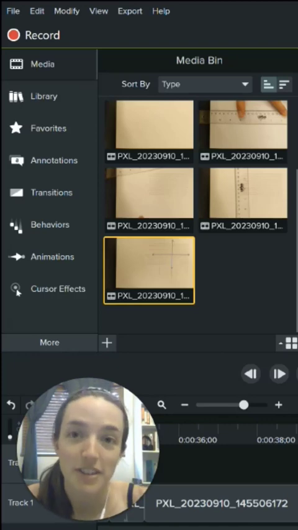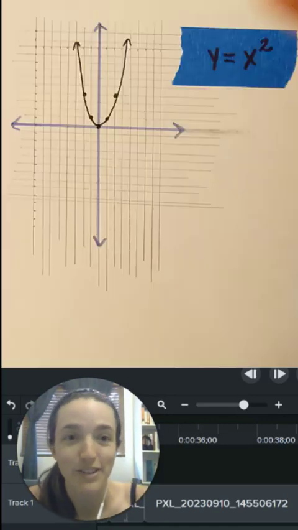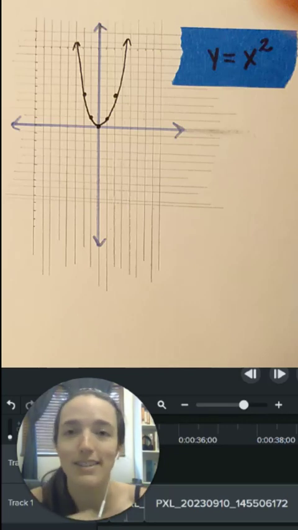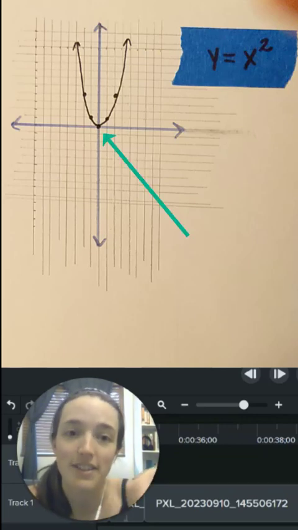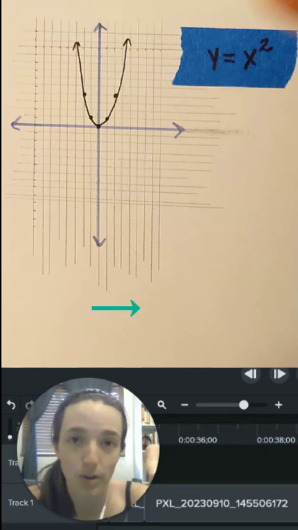Well, anyway, you just saw me graph what's called a parent function. So this is y equals x squared. There's no transformations or anything. It's just a basic quadratic. The anchor point, or the vertex of the quadratic, is at 0, 0. And as you can see there, I was graphing by going over 1, up 1.